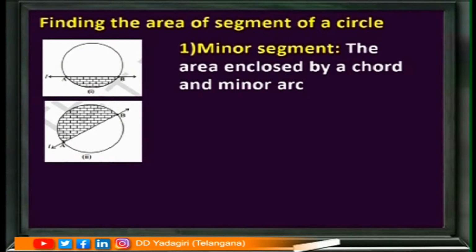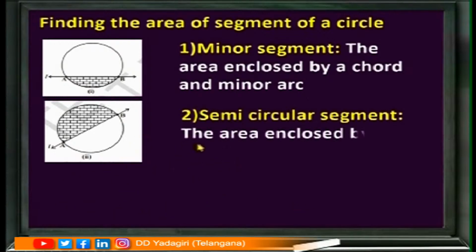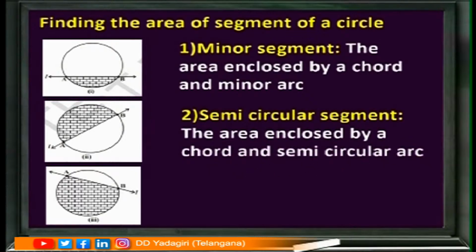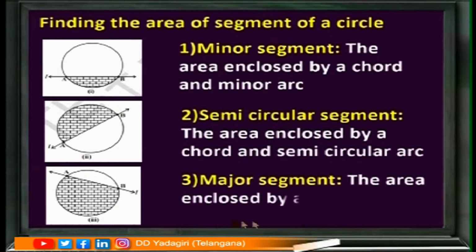Now this is a semicircular segment. What is a semicircular segment? The area enclosed by a chord and semicircular arc. And the third one is a major segment. So what is a major segment? The area enclosed by a chord and major arc is called major segment.